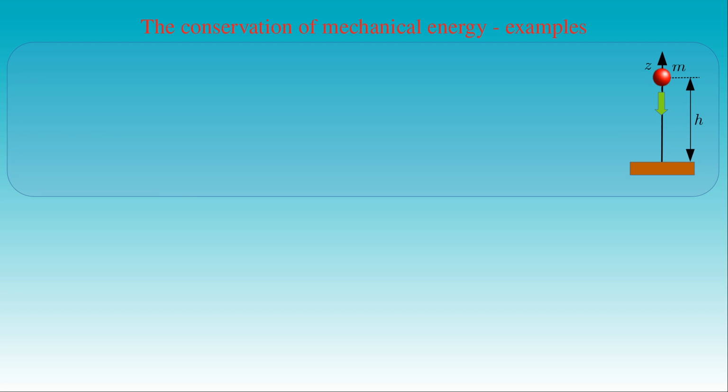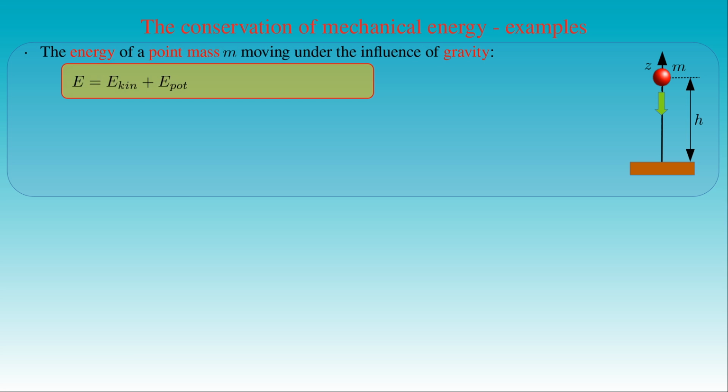Let us examine the law of conservation of mechanical energy in the examples already discussed here. In the first example, we studied the motion of a point-like body under the influence of gravity. We saw that the law of conservation of mechanical energy states that the energy, that is the sum of the kinetic energy and the potential energy of a point mass m accelerated by the gravitational force, does not change. That is, 1 over 2 times the mass m times the square of the instantaneous speed v of the body, plus the mass m times the magnitude of the gravitational acceleration g times the instantaneous height z of the body's position, remains constant during the motion.